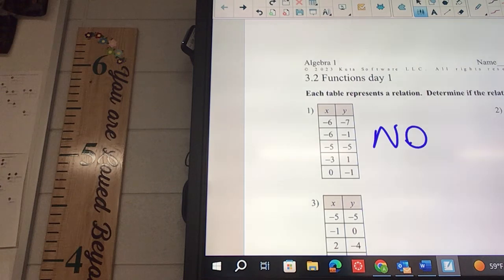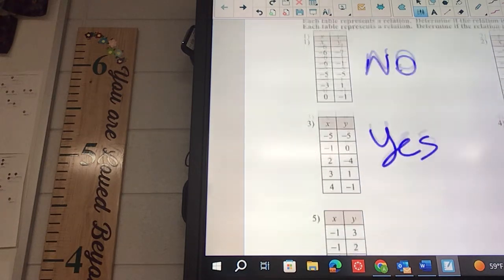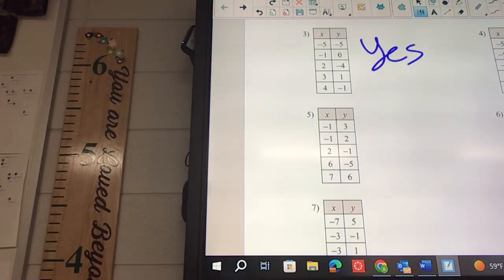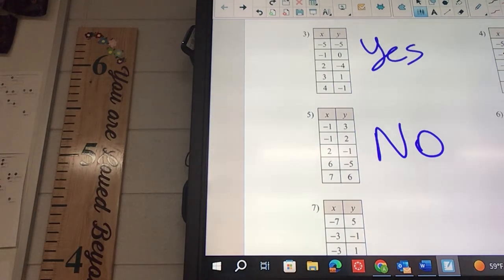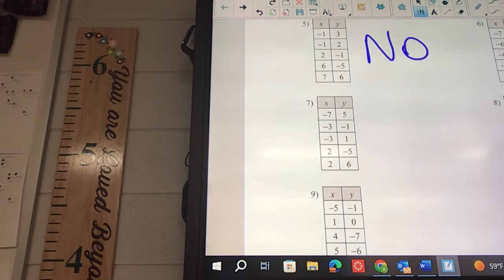Look at number 3. Do the x's repeat? No, so then yes, it is a function. Okay, 5. Do the x's repeat? Yes. So then is our answer yes or no? No. It's kind of weird to think about. We're kind of doing the opposite here. Look at 7. Do the x's repeat? Yes. So then is it a function? No. Yay.